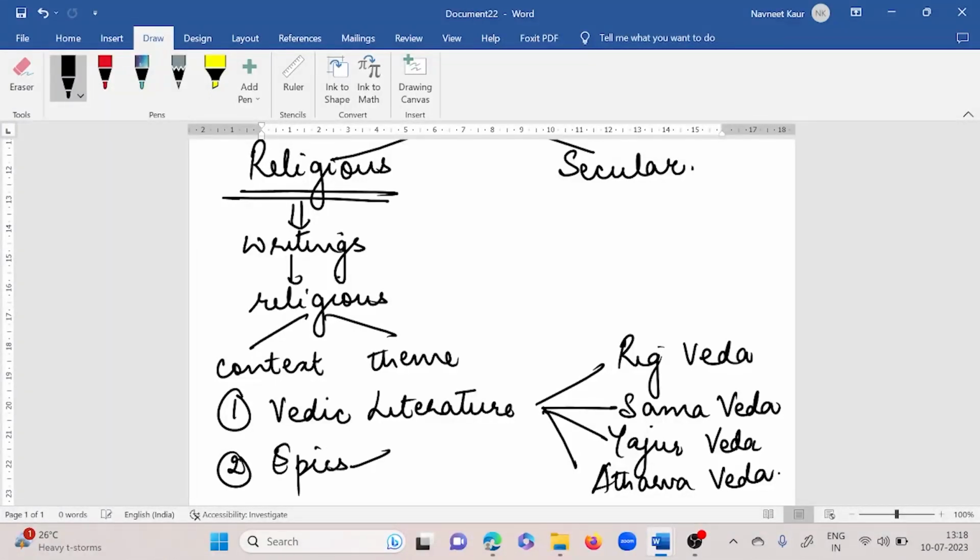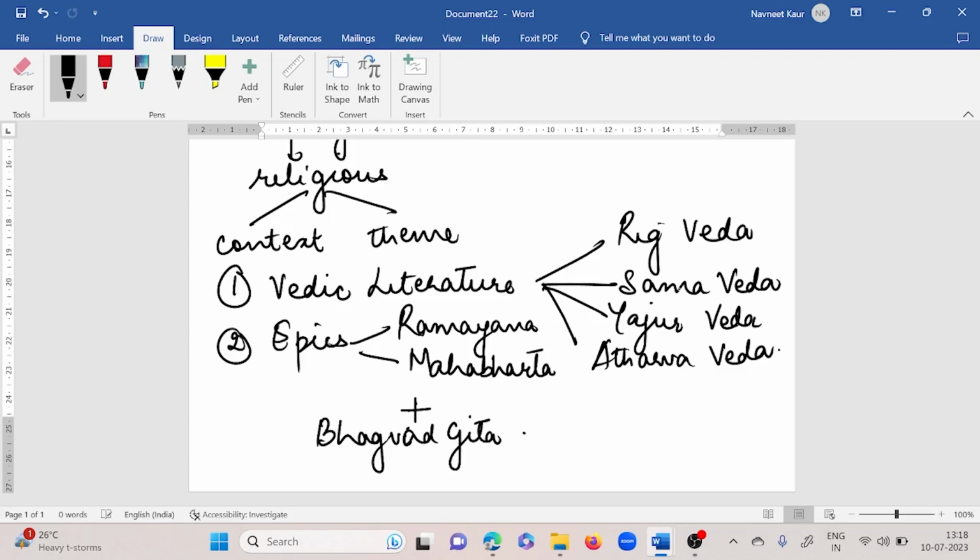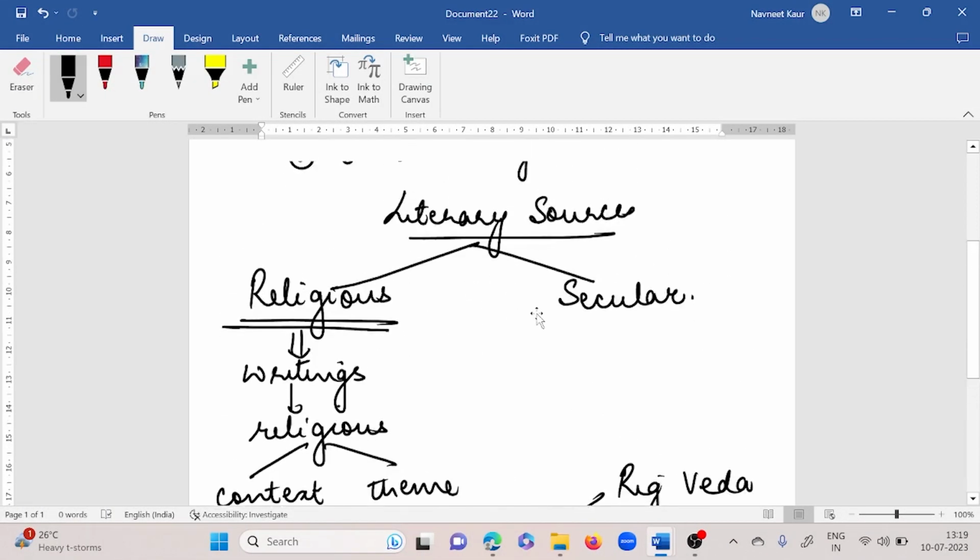Then we talk about two epics. Which two epics we talk about? Ramayana and Mahabharata. And plus, we also know about Bhagavad Gita and Puranas. So, this is all about the religious literature.